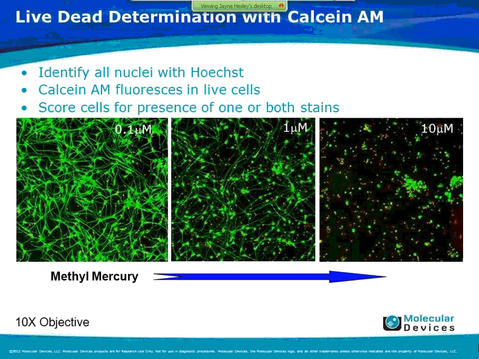This one we did with the 10x objective, and again, you get many, many cells in every field of view. This shows a dose response to a toxin, methylmercury, where with a very low dose, your neurons are largely alive, and then as you're progressing to higher and higher doses, you have many more dead neurons.